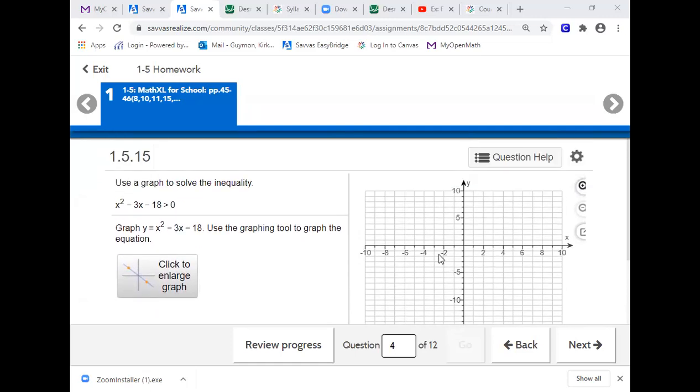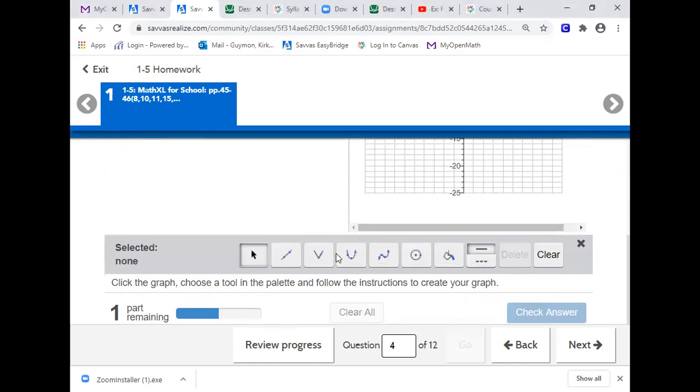So if you look, and sometimes you can click on this enlarge graph over here. I did that earlier though, and then I graphed it on the screen that pops up on top, and then I accidentally closed out of it and I had to do it all over again. So I'm gonna just stick to doing it on this one over here.